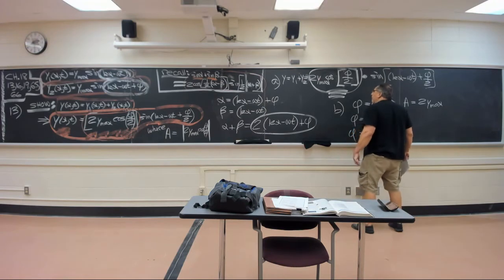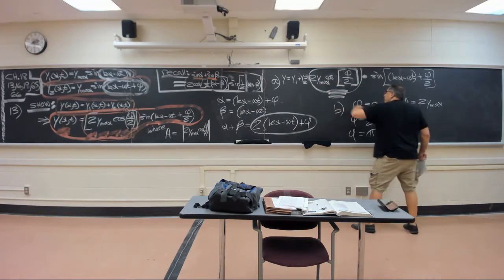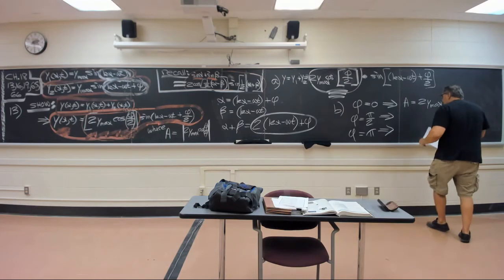The cosine of 45 degrees, the cosine of pi over 4. Pi over 2 divided by 2 is pi over 4. The cosine of pi over 4 radians is 1 over the square root of 2. 1 over the square root of 2 times 2 is the square root of 2. Square root of 2, y max.